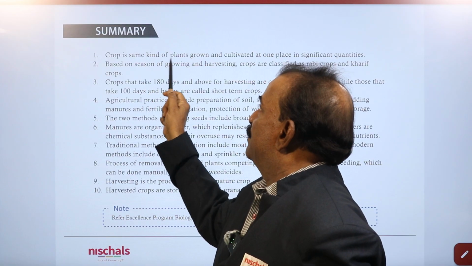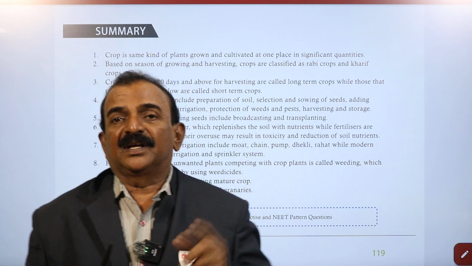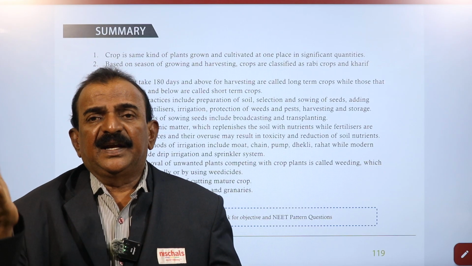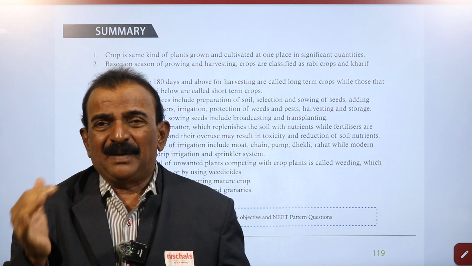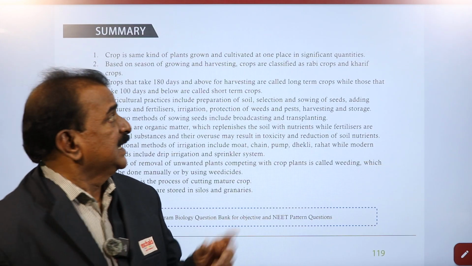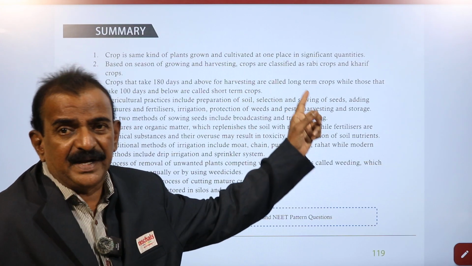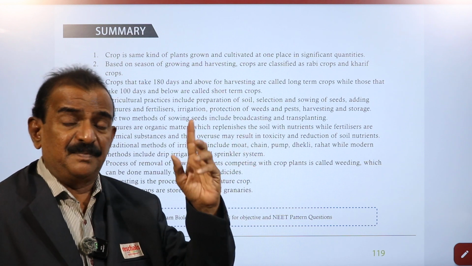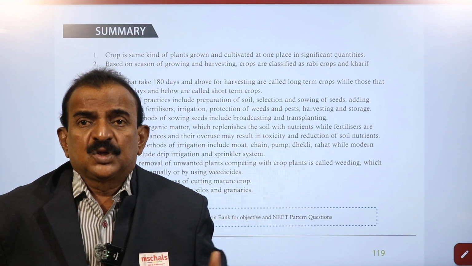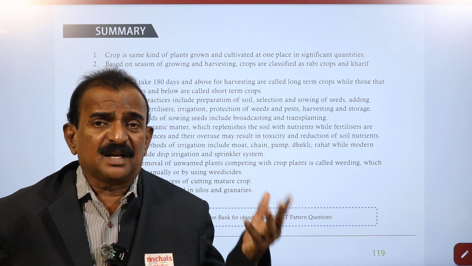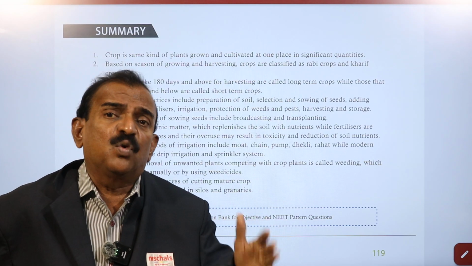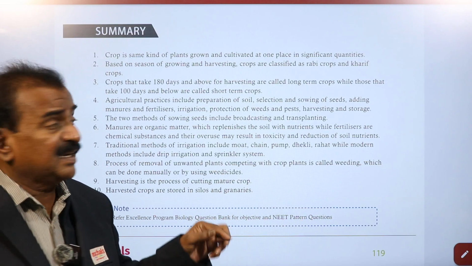A crop is the same kind. So here a term is a crop. What is a crop? A crop denotes that the same type of plants are cultivated or grown in a particular place in significant quantities, and that is called a crop. There are many examples of crops: paddy crop, cotton crop, sugarcane crop, banana crop, like that many crops are there. Banana crop itself indicates that the field has only banana plants. That is called a crop.